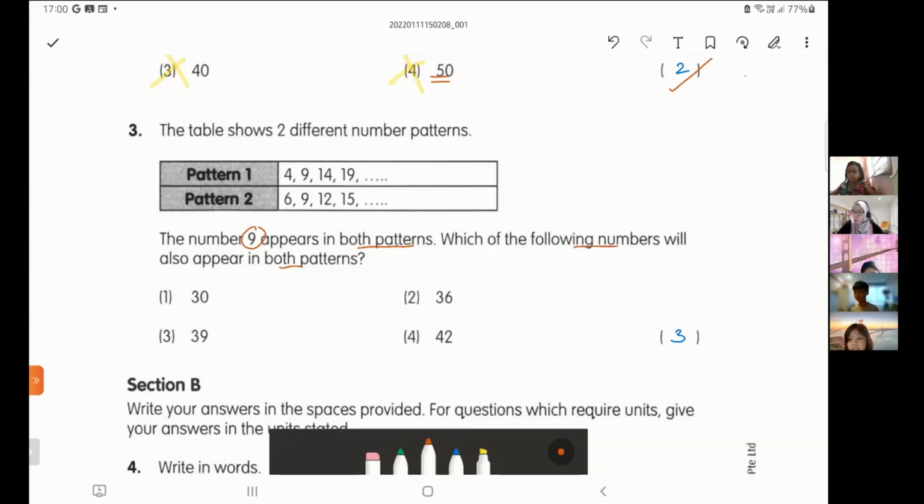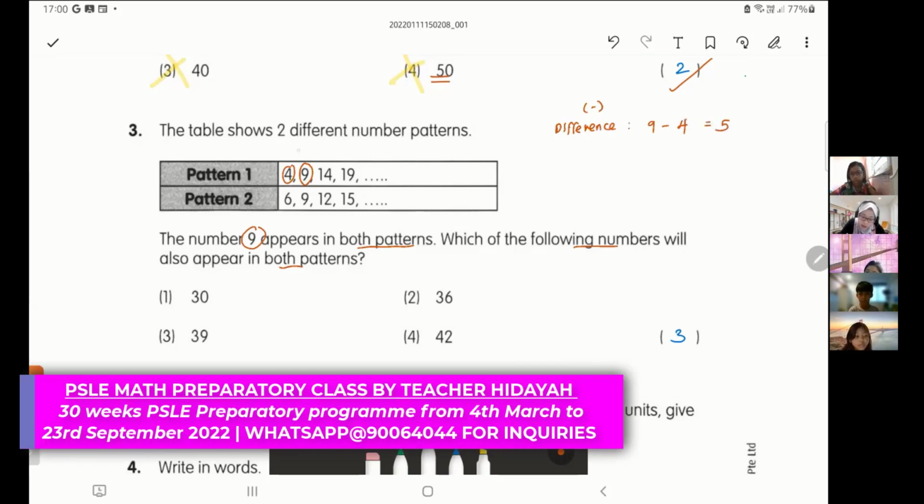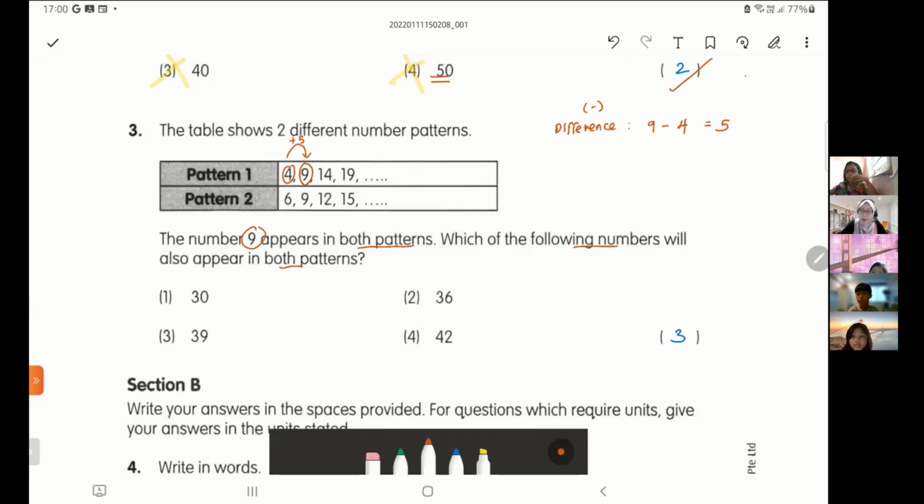How do we do this pattern? How we get to patterns is usually finding the difference between the two numbers, okay? Let's look at pattern 1, the first two numbers, 4 and 9. Let's find the difference. Difference means minus. 9 minus 4 equals 5, which means from 4 to 9, I plus 5 because the number is getting bigger.